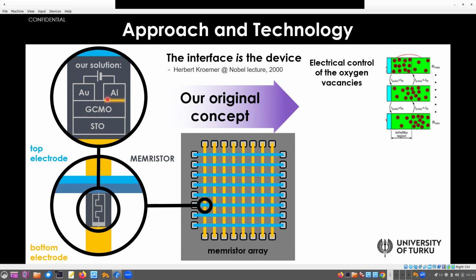The changing of the resistance state is actually due to electrical control of the oxygen vacancies. This is very much similar to some other memristor materials, but unlike the most common ones, we don't rely on these filamentary paths. Instead, this is a scalable process that scales with the area of the device, unlike titanium oxide or hafnium oxide or these more usual oxides.